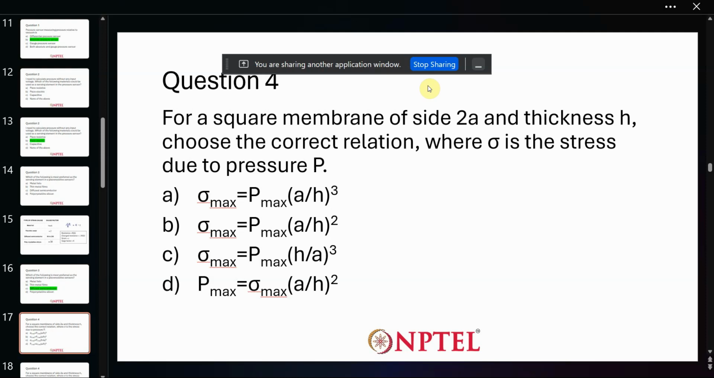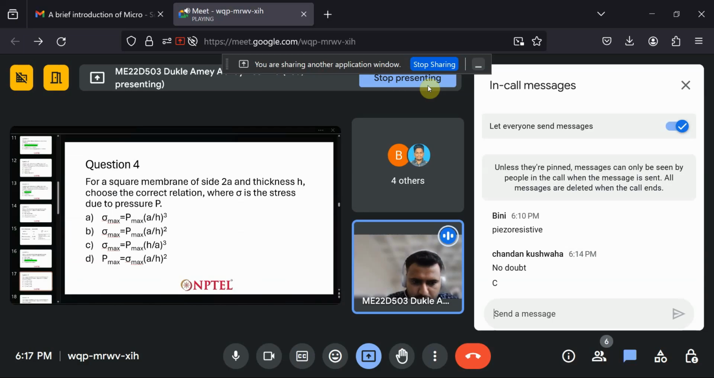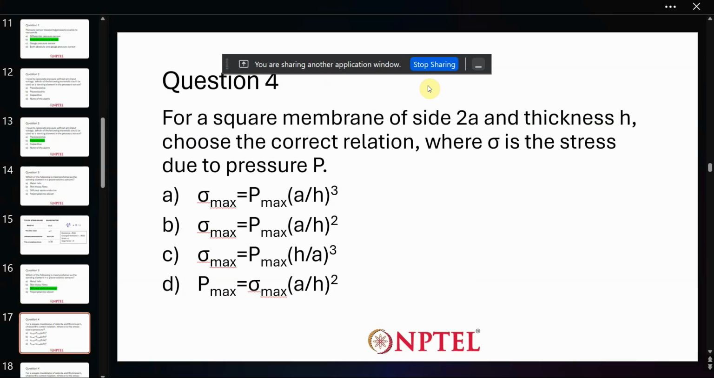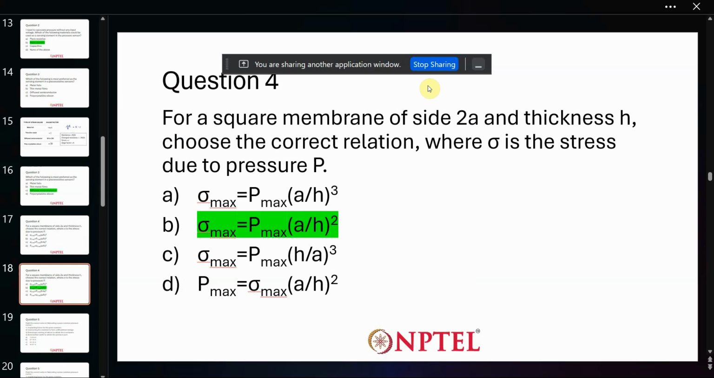As I said, this is based on your lecture slides. These are empirical relationships which you need to remember. So this is the answer: sigma max is equal to P max A by H the whole square.